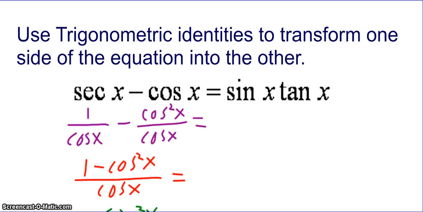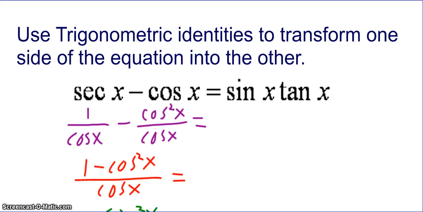Okay, so remember with these problems there's many correct ways to do them. Some are going to be quicker than others. So this is what I chose to do. First, I chose to make secant into 1 over cosine of x. And so since this has a denominator of cosine, I wanted this cosine to have a common denominator. So I multiplied cosine by cosine over cosine. So it became cosine squared over cosine.